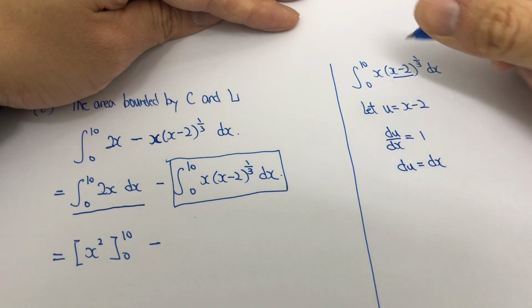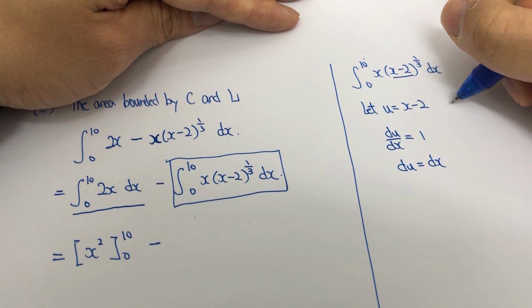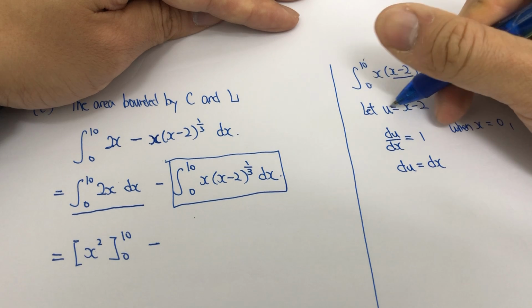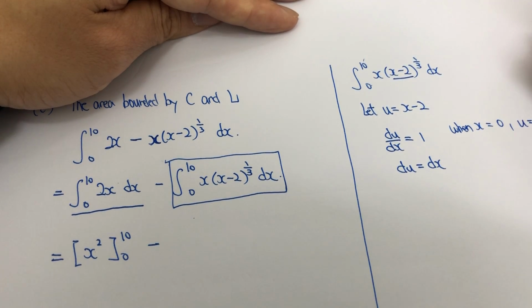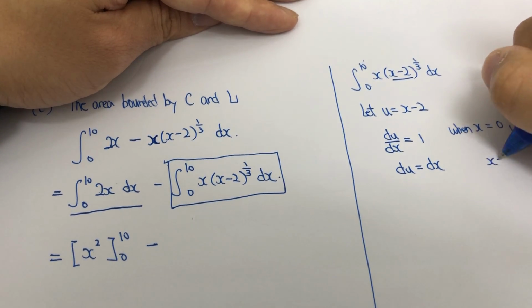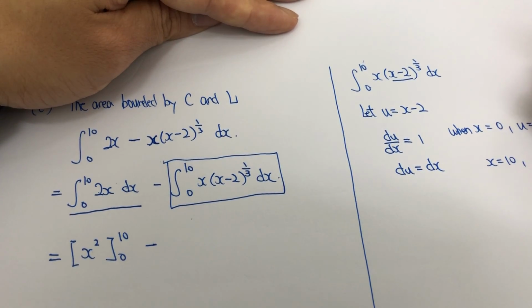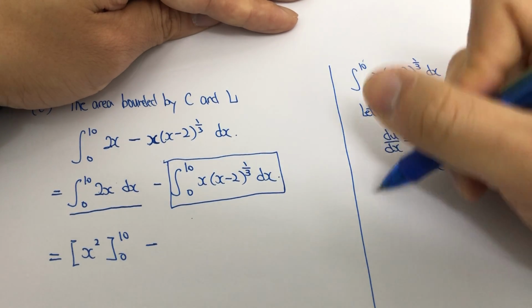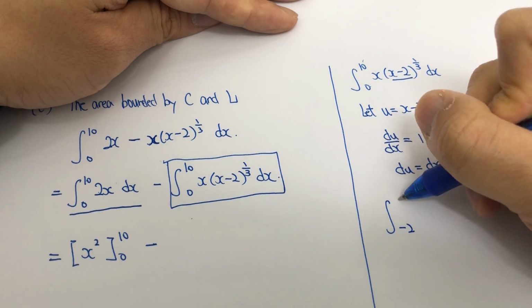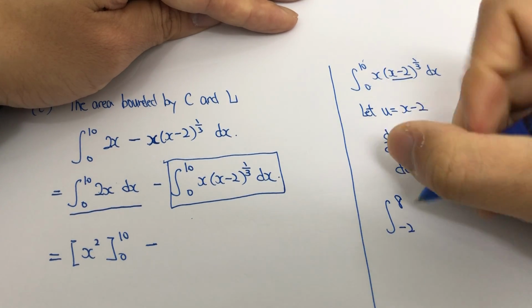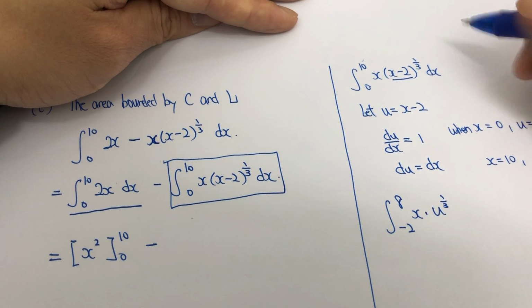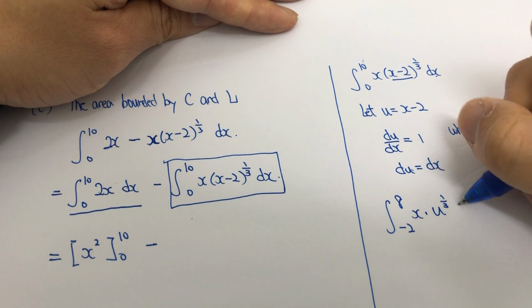And then also, we have to consider the boundary. So when x is 0, then u equals 0 minus 2, which is negative 2. And then the upper boundary, when x is 10, u equals 10 minus 2, which becomes 8. Okay? So here it becomes from negative 2 to 8. And then we have x times u to the power of 1 over 3, and dx could be changed to du.